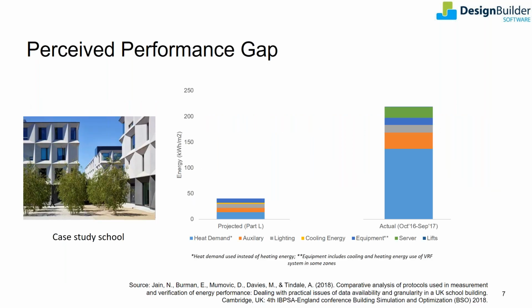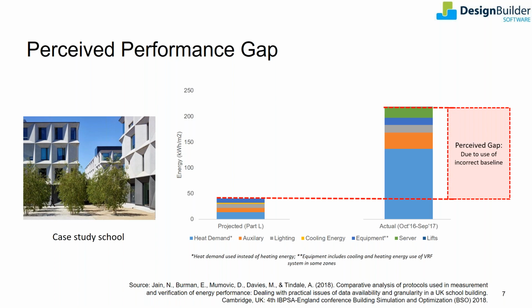To illustrate this point, this is a case study of a school in London. The graph compares Part L calculation against actual performance. At first glance, the difference looks very wide, almost 5 times. However, the huge gap seen is an inflated perception and not the real gap between the intended and the current operations, because Part L calculations, as explained earlier, are not accurate design stage predictors.